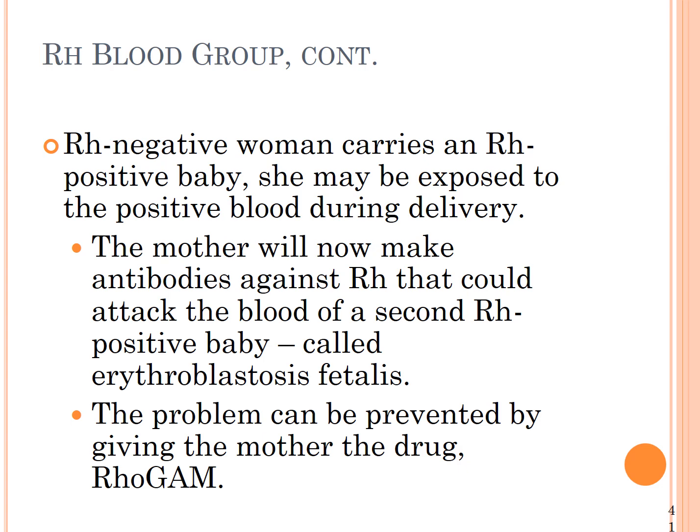Sometime during delivery, there's a mixing of blood and she's now been exposed to the Rh positive antigen. She will now start to make antibodies against the Rh factor that could attack the blood cells of the second Rh positive baby. This is called erythroblastosis fetalis. However, there is a drug that was manufactured that desensitizes these antibodies and prevents this from occurring.